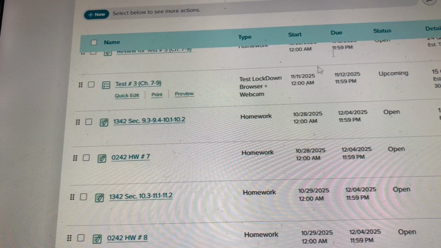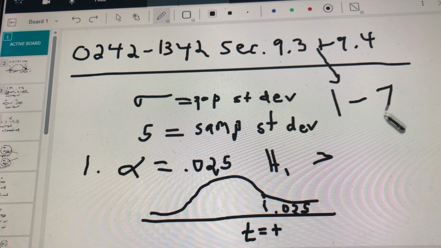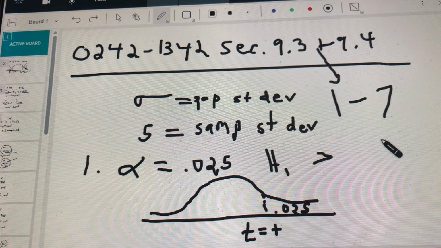So we'll go ahead and stop this video. It was only supposed to be 9.3 and 9.4, which are problems 1 through 7. And then I actually did all the way to 11, but at least you got more than you needed here, and we can always do some more examples in the next video too. So that's it for this one.